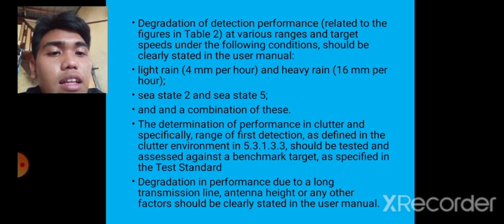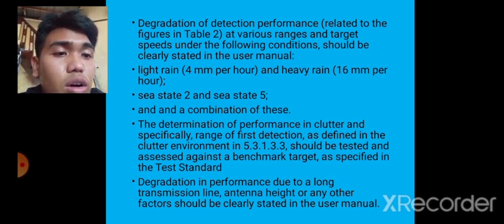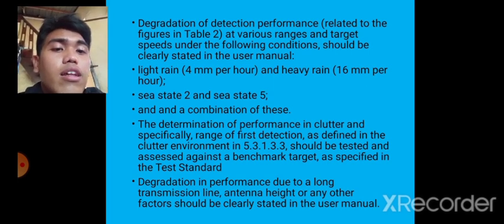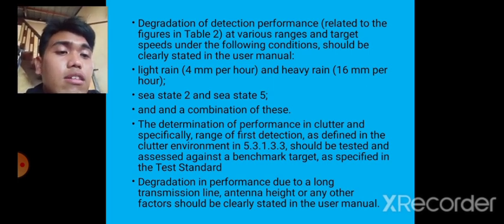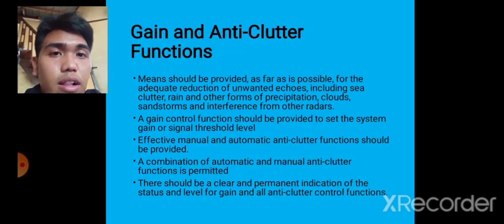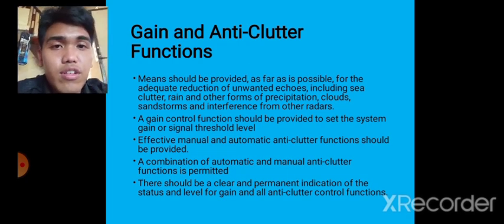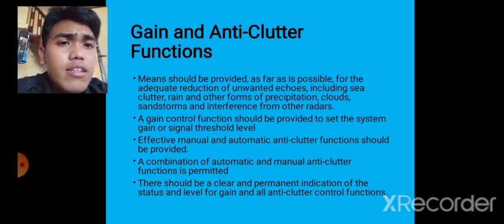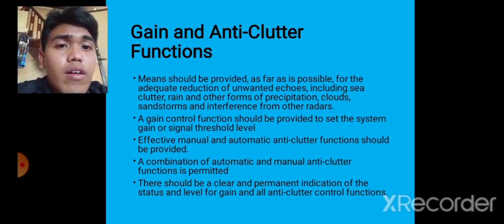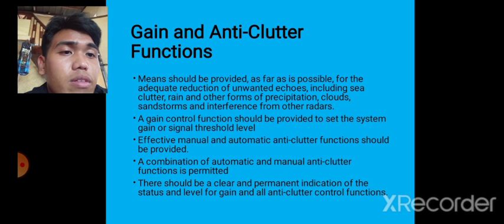Next, the degradation in performance due to a long transmission line, antenna height, or any other factor should be clearly stated in the user manual. Next is the gain and anti-clutter functions. Means should be provided as far as possible for the adequate reduction of unwanted echoes, including sea clutter, rain clutter, and any forms of precipitation, clouds, sandstorms, and interference with the radar.